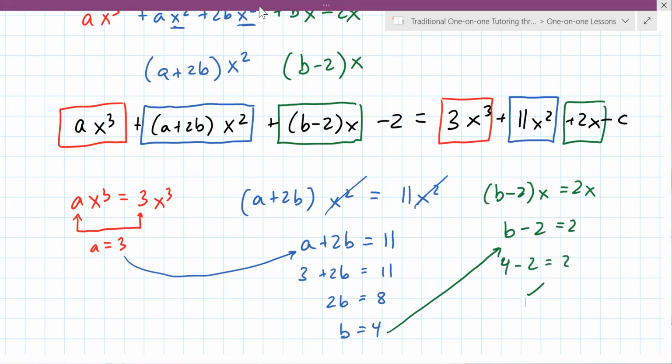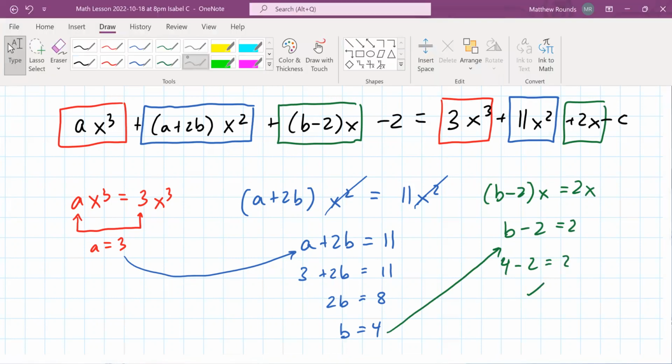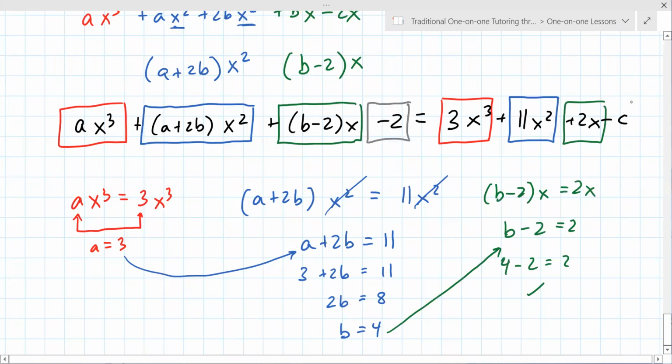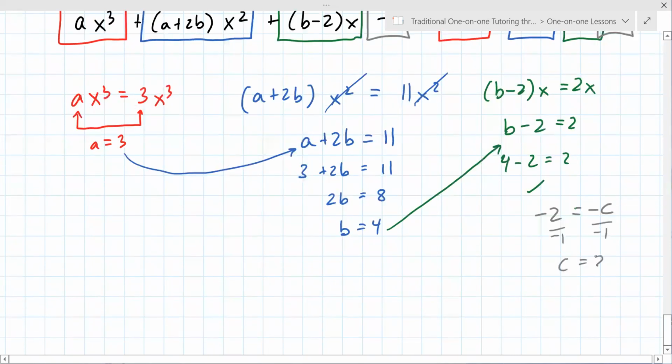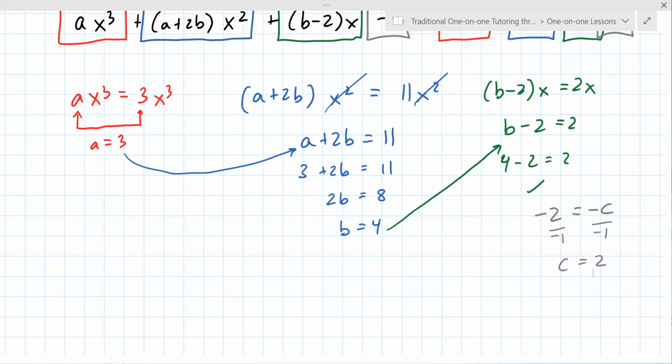And then the last part, minus 2 equals minus c. That operator has to go with it. Minus 2 equals minus c. If you divide by -1, c equals 2.